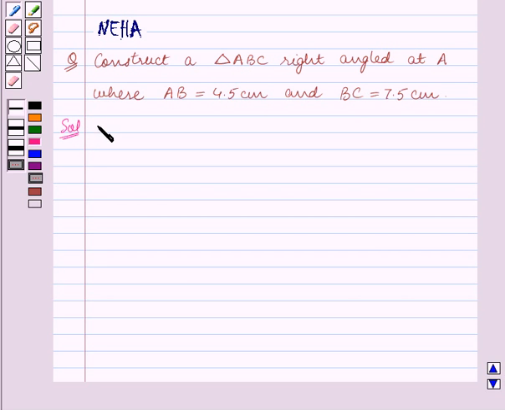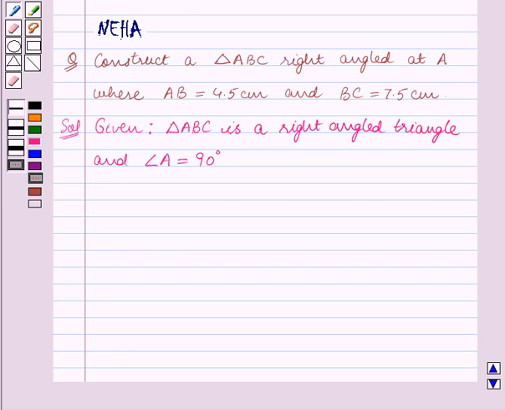We are given that triangle ABC is a right-angled triangle and angle A is equal to 90 degrees. Also, we are given that AB is equal to 4.5 centimeters. So we will first construct a line segment AB of length 4.5 centimeters. Let's write down the steps of construction now.